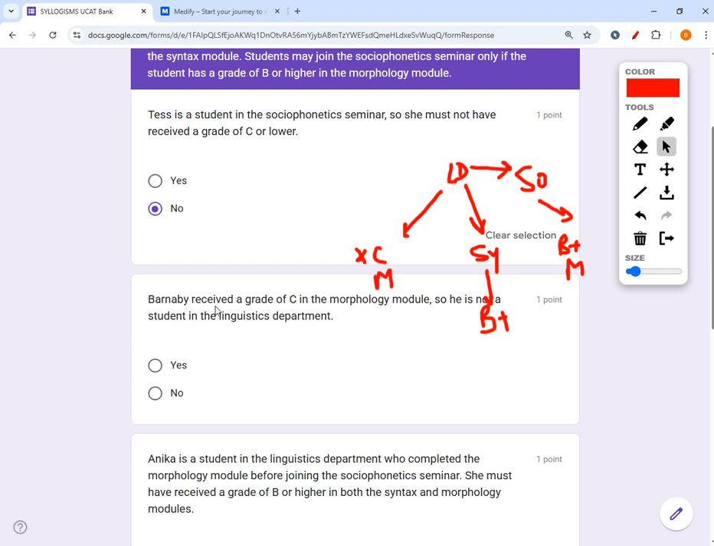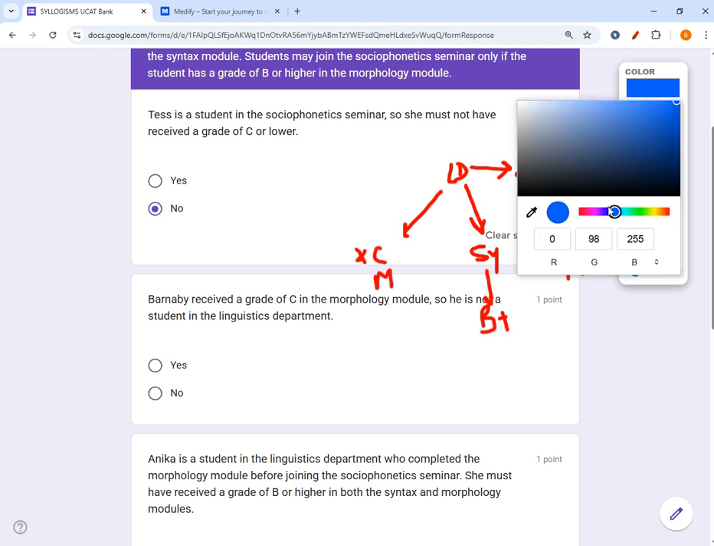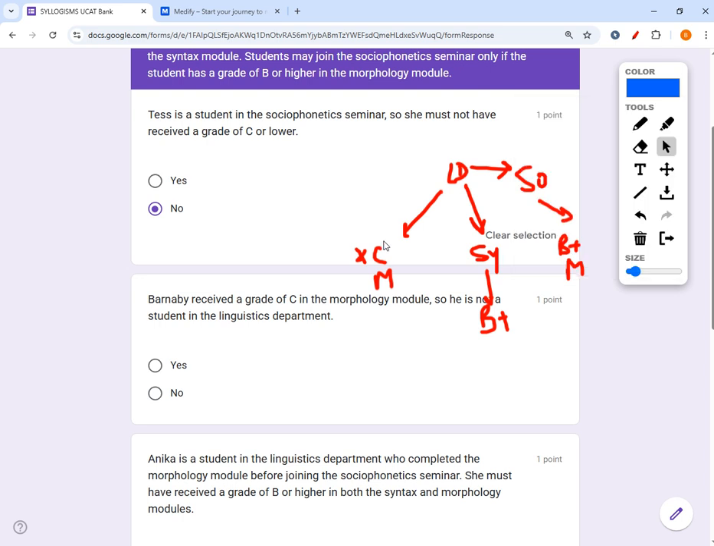Barnby received a grade C in the morphology department, so he's not a student in the linguistic department. One of the rules we remember, changing the color to blue, if you watched any of the previous parts of the video, perhaps part 2: rule number 1 was always follow the solid lines.